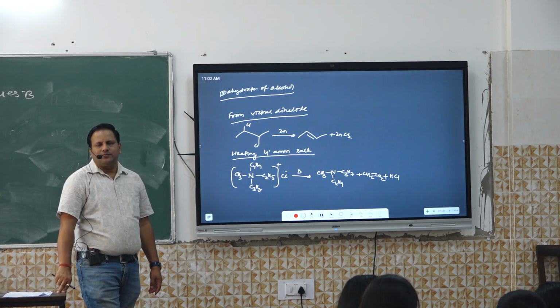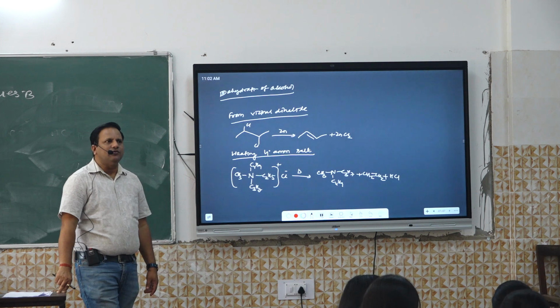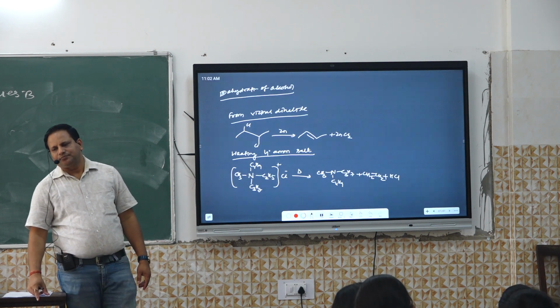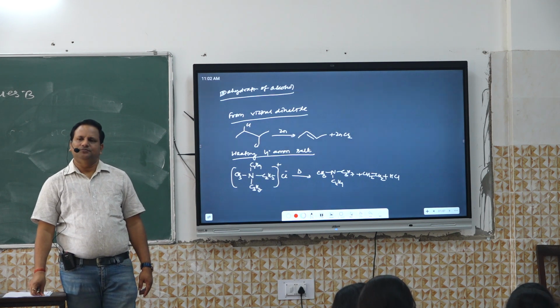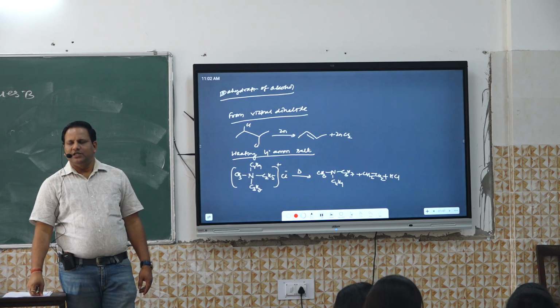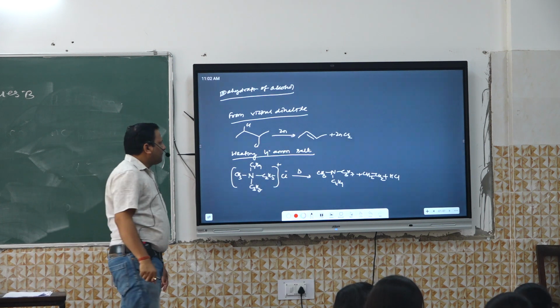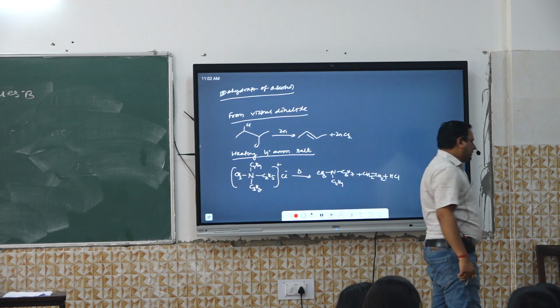Alkene with the least possible number of carbon atoms will be formed. Okay. So these are the preparation methods of alkene.